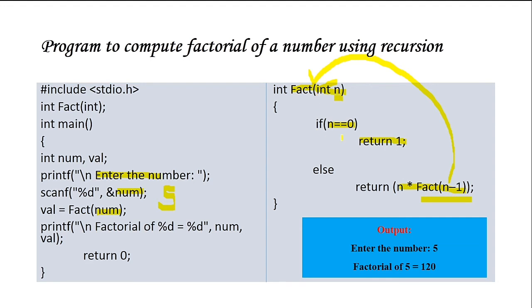Again check it. Condition is false. It will come to else. Return 4 into factorial of 3. So 3 is passed over to this. Return 3 into factorial of 2. 2 is passed over to this. 2 into factorial of 1. 1 is passed over to this. 1 into factorial of 0. Now 0 has been passed over to this particular function.